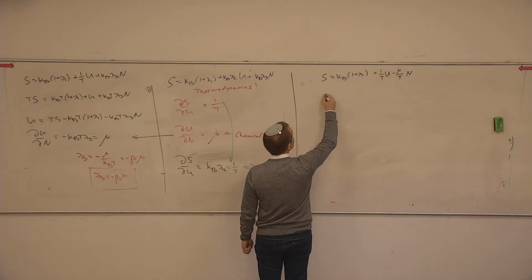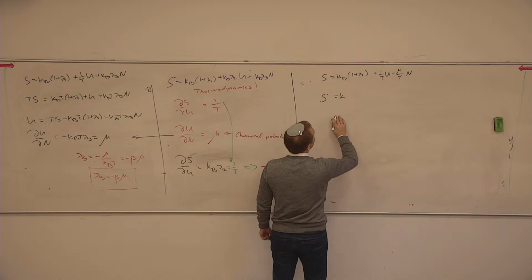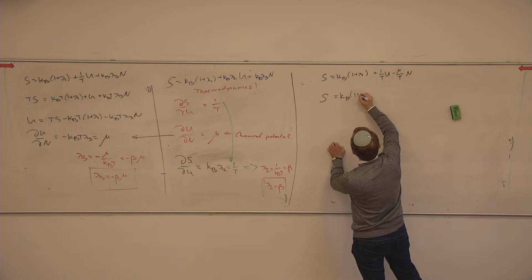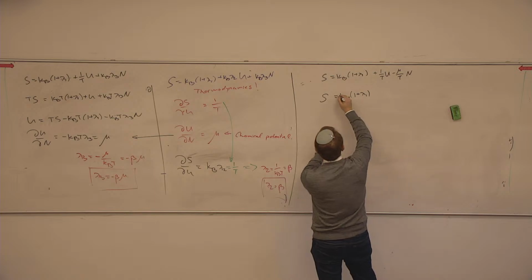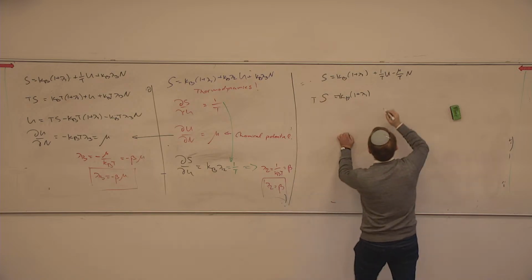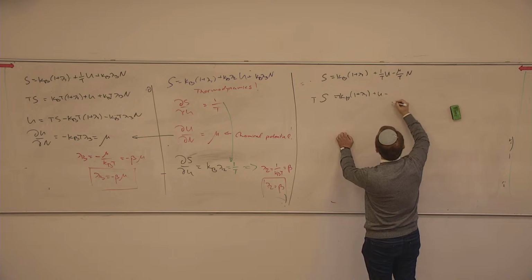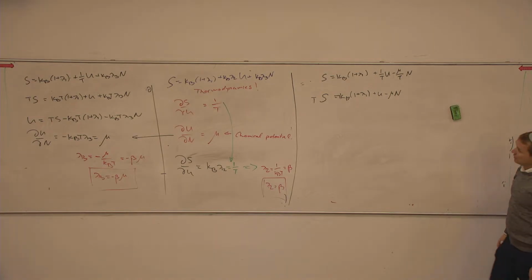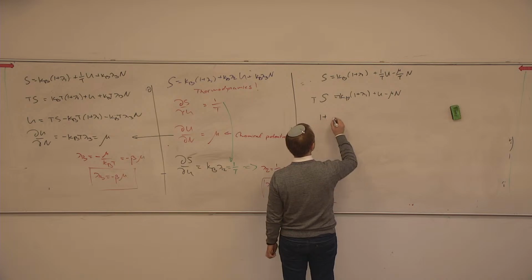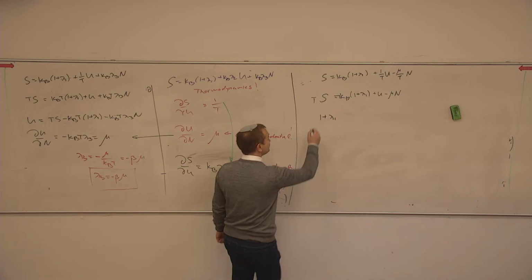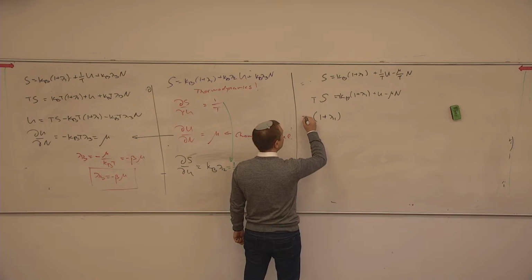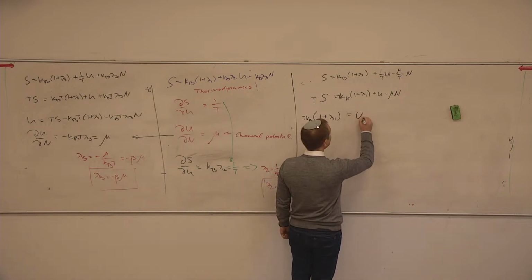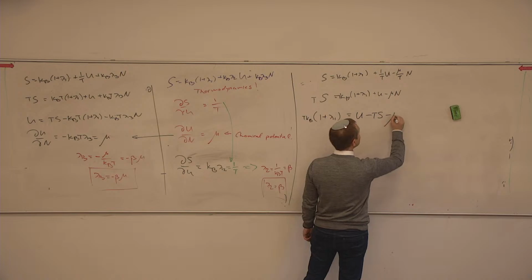Okay, so what I obtained is that S equals, not S, I want to write it down. It equals k Boltzmann (1 plus lambda 1). Multiply everything by T, so T k Boltzmann, TS equals plus U minus mu N. So (1 plus lambda 1) multiplied by T k Boltzmann equals U minus TS minus mu N.